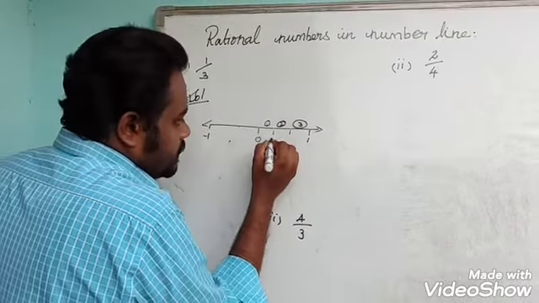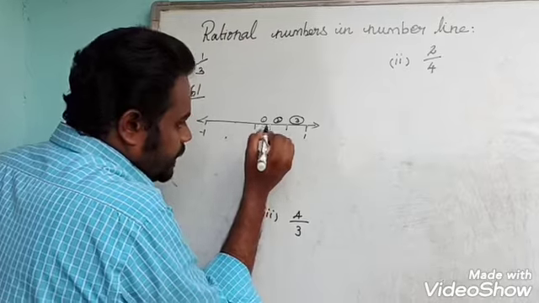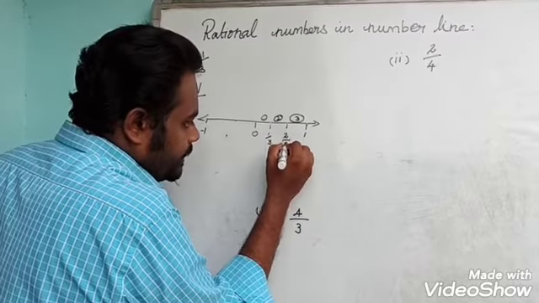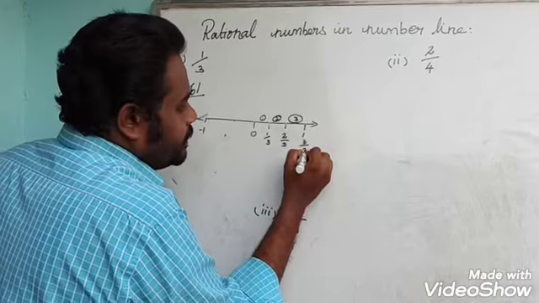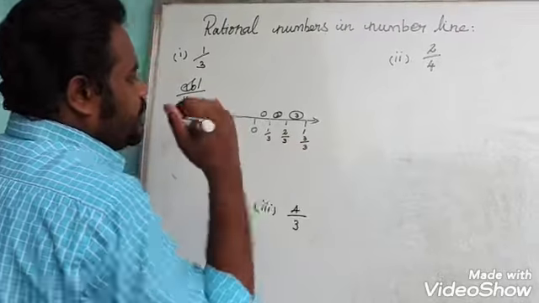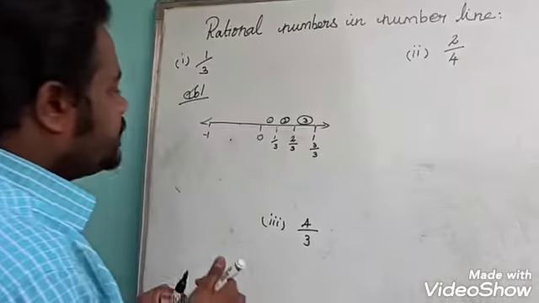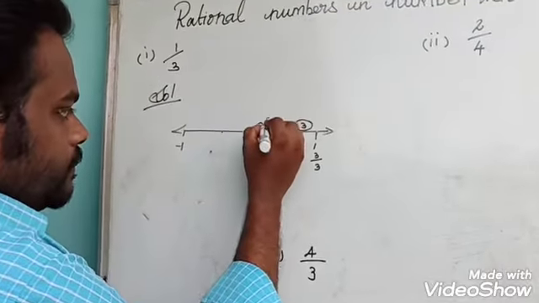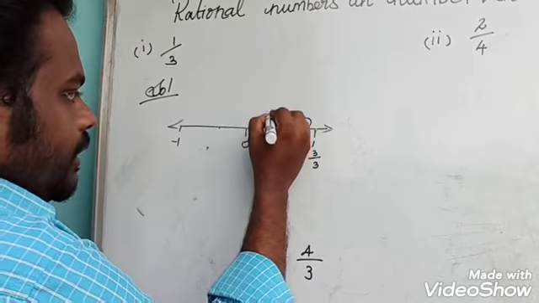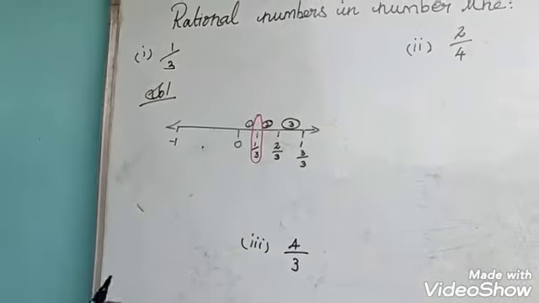So now we show it as this is 1 by 3, and then 2 by 3. This is 3 by 3. So 3 segments. 3 by 3 means 1. So now we need 1 by 3. So where is 1 by 3? Here. I make a round. So now we mention 1 by 3 in number line.